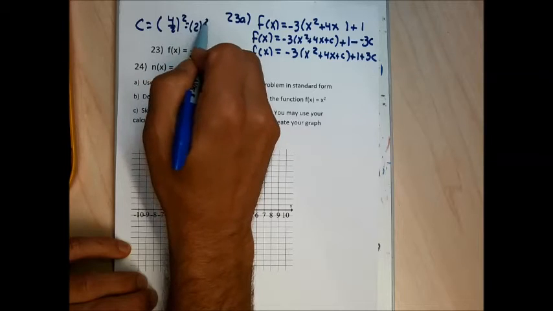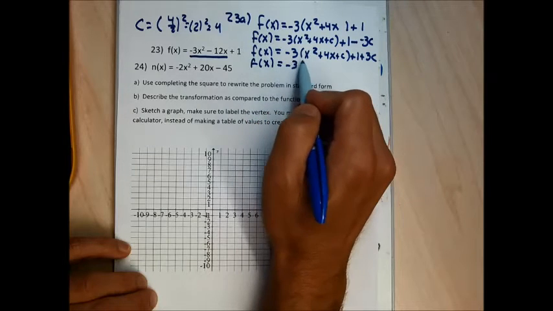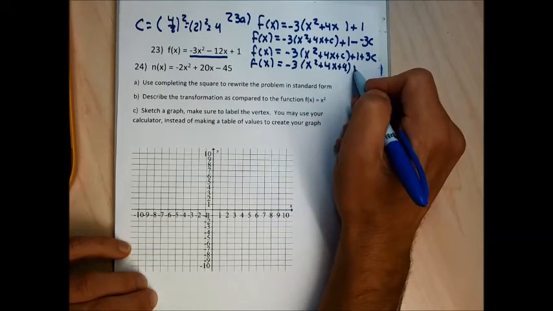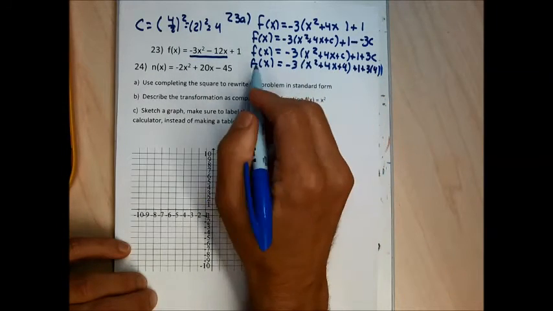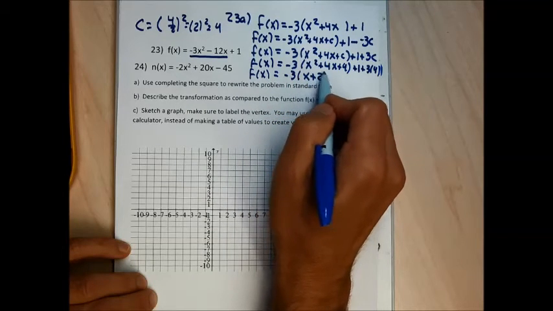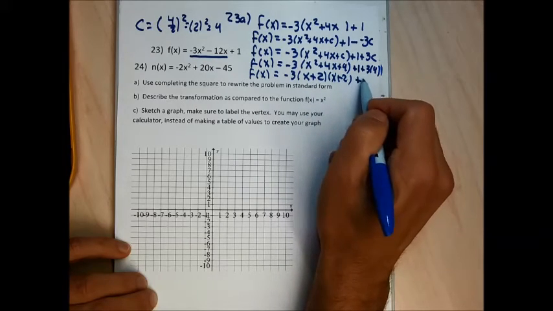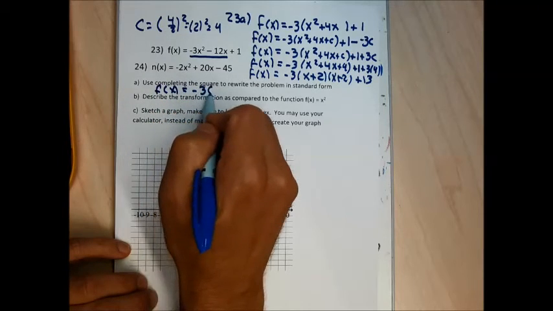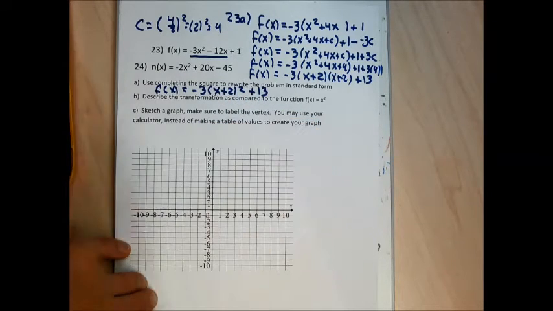That's going to be 2 squared, which is 4. So I'm going to write this now as f of x equals negative 3 times x squared plus 4x plus 4, plus 1 plus 3 times 4. I'm going to factor that and get negative 3 times x plus 2 times x plus 2. And I'm going to combine that. That's 1 plus 12, which is 13. So this is going to give me f of x equals negative 3 times x plus 2 times x plus 2, which I'll write as x plus 2 squared, and then plus 13.